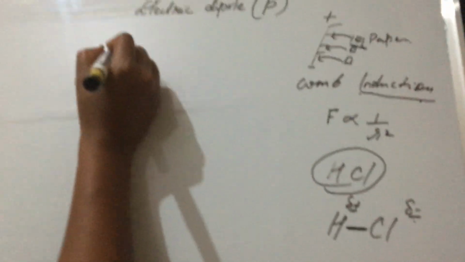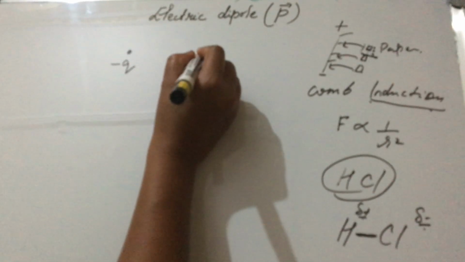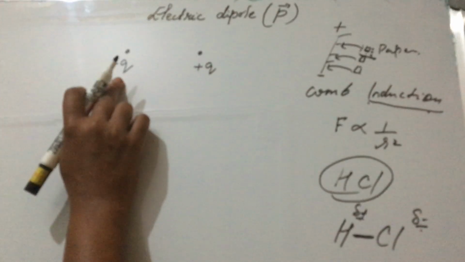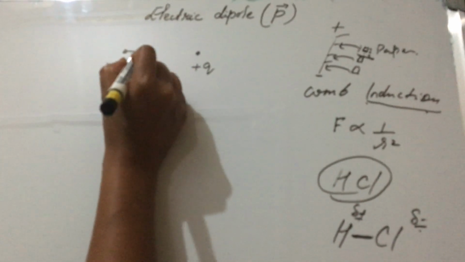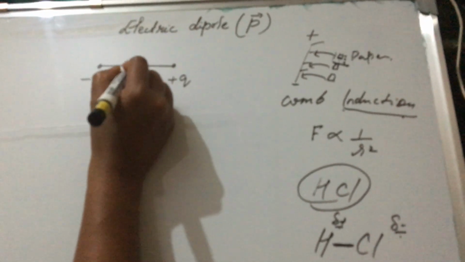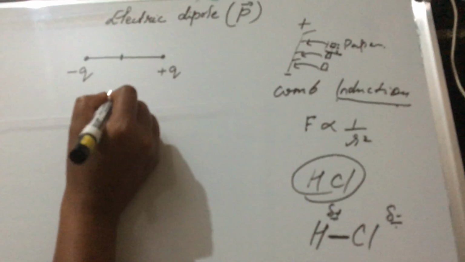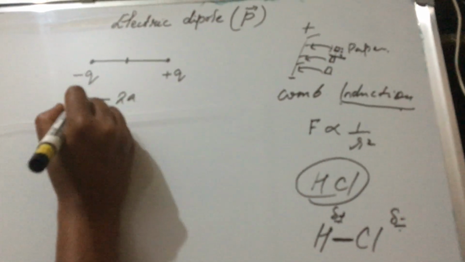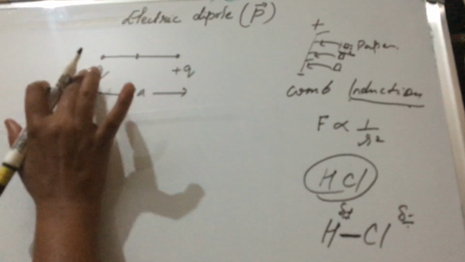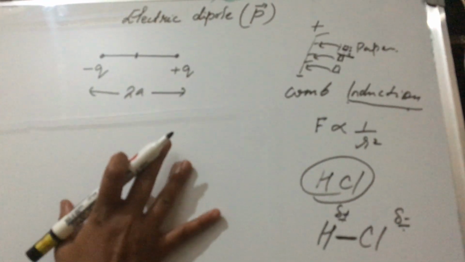Suppose here is minus q, we are doing it in general form, and here is plus q. The magnitudes of the charges are the same. However, these two charges are separated by some distance. Here, as in your text, they use the distance 2L or 2A. So the system of equal and opposite charges separated by some distance is known as a dipole.